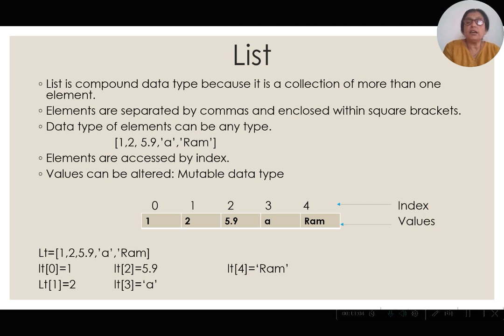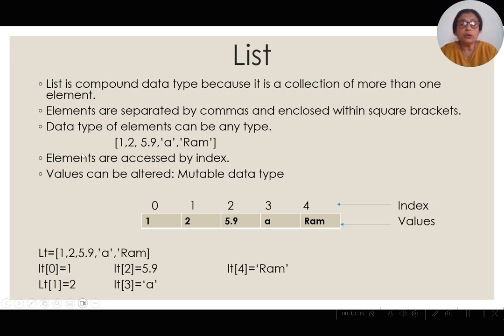Next one is the list. List is also another core data type, but it is a compound data type. Why is it called a compound data type? Because one variable carries more than one element. It is a collection of more than one element, and elements are separated by commas and enclosed within square brackets.